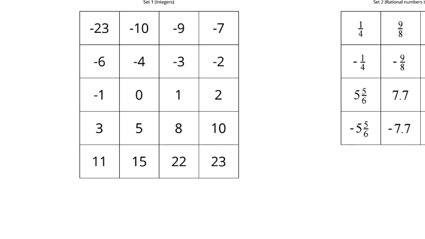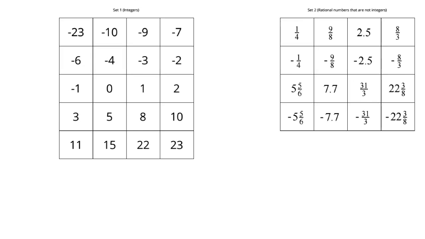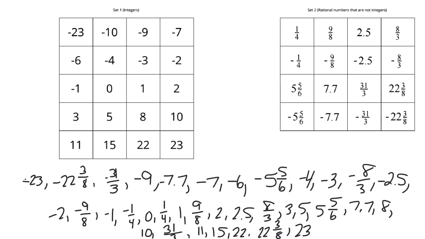And then looking over here at set 2, these are rational numbers that are not integers. And so I'm going to go ahead and write the complete list here. We'll start with negative 23 being the smallest. After that is negative 22 and 3/8, negative 31/3, negative 9, negative 7 and 7/10, negative 7, negative 6, negative 5 and 5/6, negative 4, negative 3, negative 8/3, negative 2.5, negative 2, negative 9/8, negative 1, negative 1/4, 0, 1/4, 1, 9/8, 2, 2.5, 8/3, 3, 5, 5 and 5/6, 7 and 7/10, 8, 10, 31/3, 11, 15, 22, 22 and 3/8, and 23.